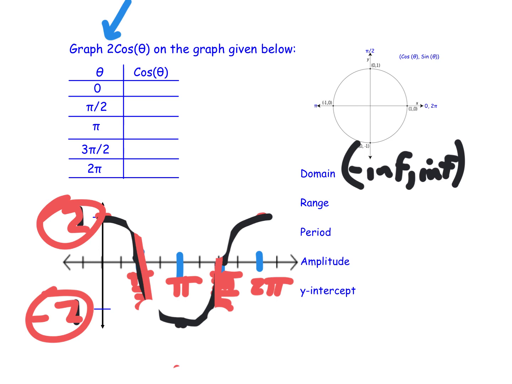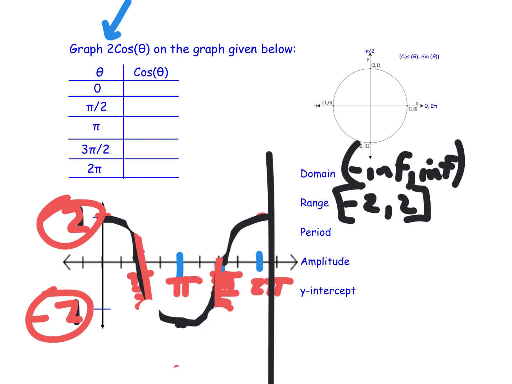Did the range change? Yeah, because it used to go from -1 to 1, now it goes from -2 to 2. Did the period change? Like how long a complete cycle lasted? Still stopped at 2 pi. Period's still 2 pi. Amplitude, 2, because of that right there.